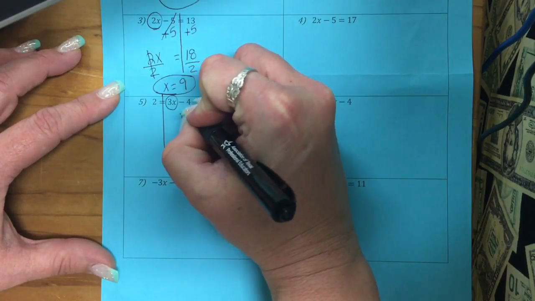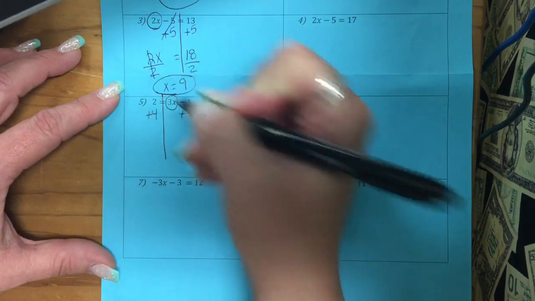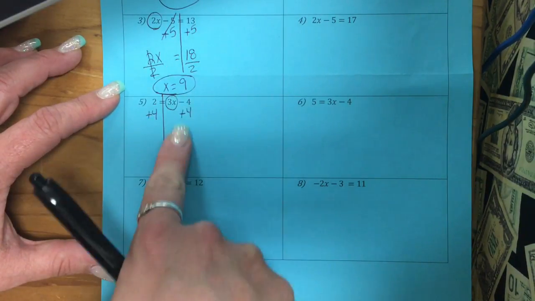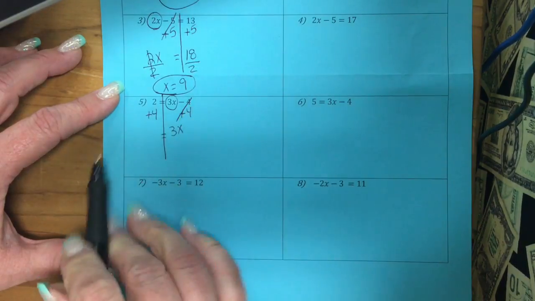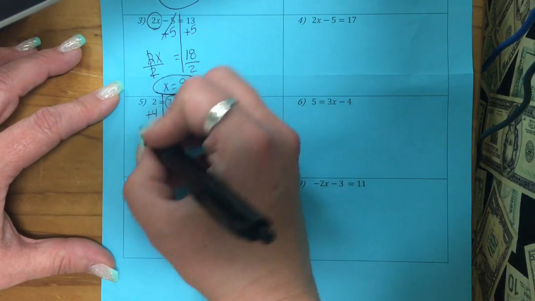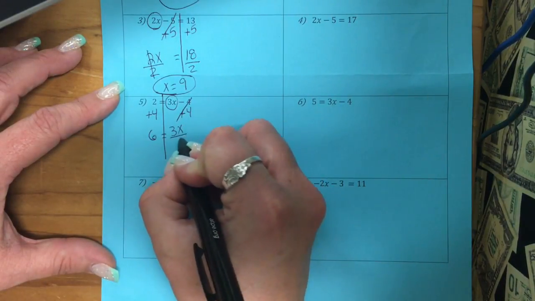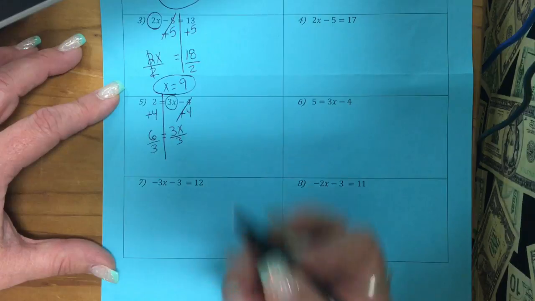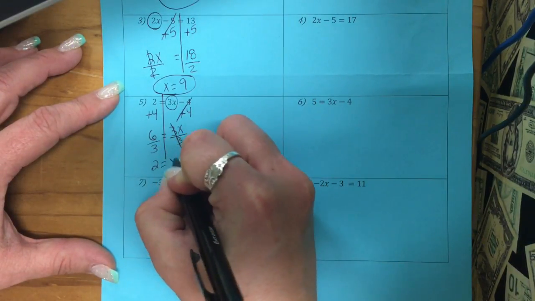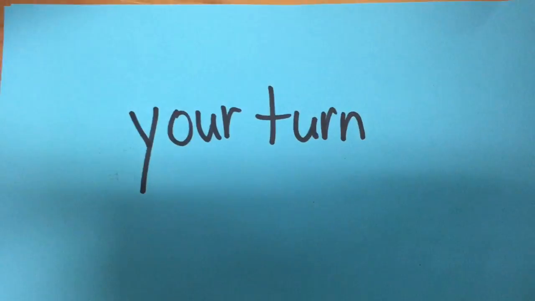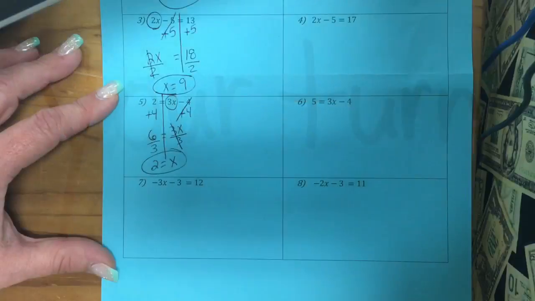To undo subtracting 4, I add 4. What I do to one side, I do to the other side. This makes 0. So I still have my 3x. I have 2 plus 4, which is 6. Next thing I do is I divide. So I divide both sides by 3. The 3's divide away. 6 divided by 3 is 2. Now it's your turn. You work number 6.